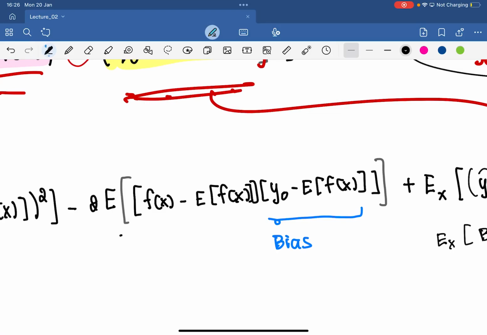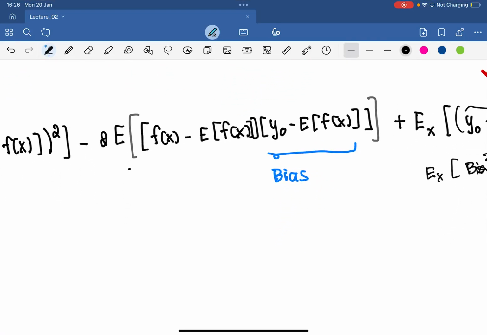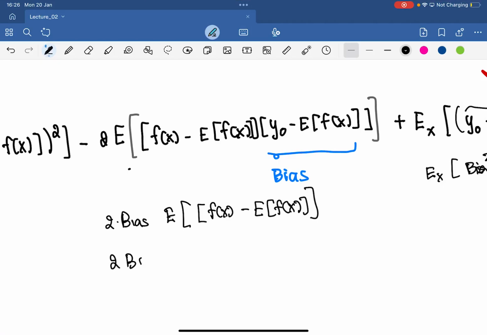Now you have this term. Again, we have bias in here. As we know, bias is a constant. Therefore, what you have left is that you can take the bias out, maybe 2 times bias with the expectation of your fx minus expectation of your fx. And now you can take the expectation inside. Then it will be 2 bias, expectation of your fx, minus expectation of fx.